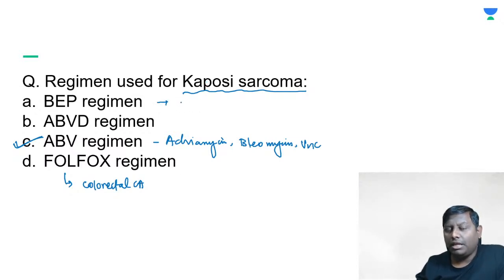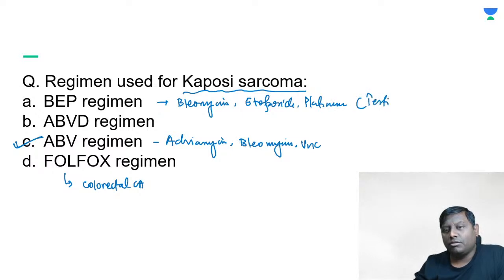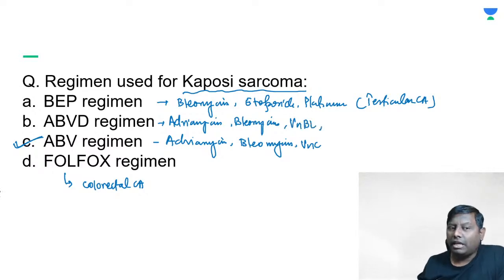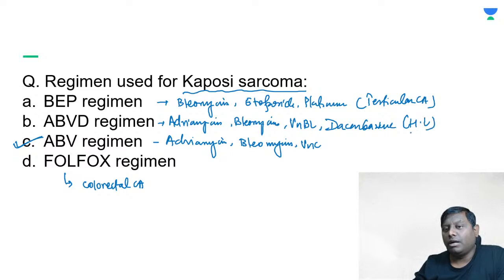BEP regimen is mainly bleomycin, etoposide, and one of the platinum compounds like cisplatin. So they are mainly used for the testicular carcinoma. BEP regimen is for the testicular carcinoma. ABVD regimen, that is adriamycin, again bleomycin, a G2 phase specific anti-cancer drug, vinblastine, a vinca alkaloid, and D for dacarbazine. All right, so ABVD regimen is mainly used for the Hodgkin's lymphoma, right?